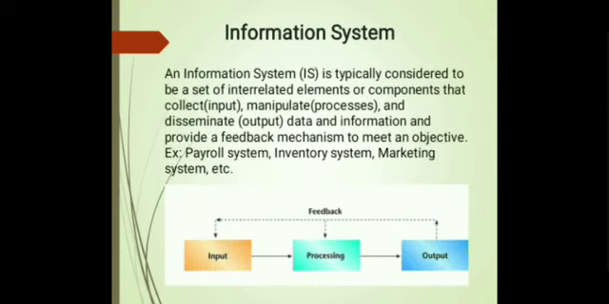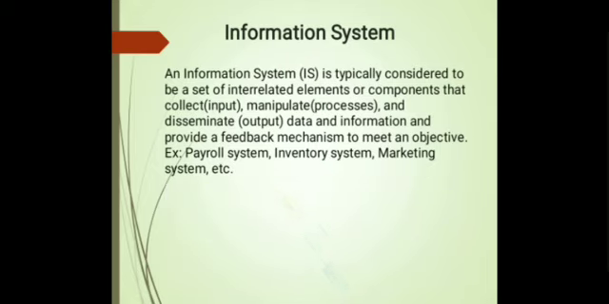Information system. An information system is typically considered to be a set of interrelated elements or components that collect, manipulate, and disseminate output and information and provide a feedback mechanism to meet an objective. Example: payroll system, inventory system, marketing system, and so on.